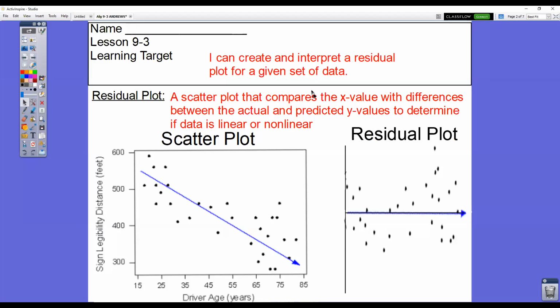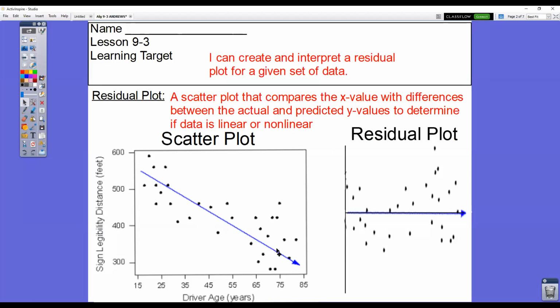So this is the lesson for 9-3. What we're talking about today are residual plots. Remember what a residual plot is: we have a scatter plot of your data. We calculate the line of best fit that goes through it. The scatter plot is your actual data. Your line of best fit that we get through doing the linear regression is your predicted data.